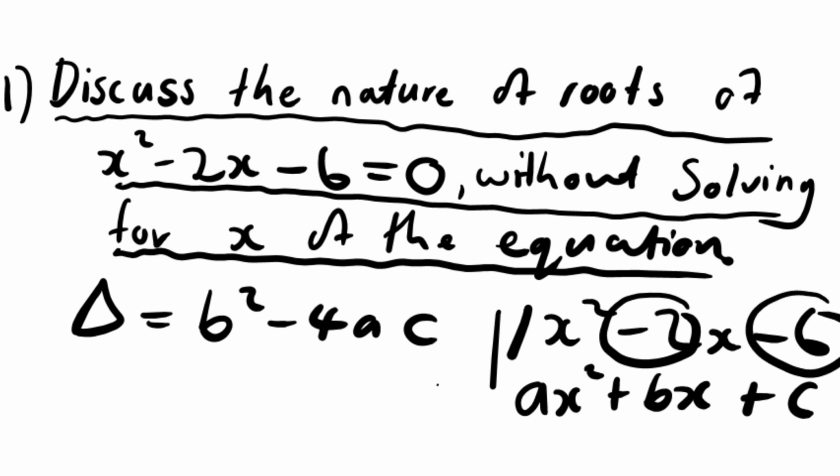Because it's a x squared, that is 1x squared, plus bx. Our positive b is plus negative 2. That will produce that negative 2 that is there, x. And then our plus c. If we add a negative 6, then we get that negative 6. So our a is 1, b is minus 2, c is minus 6.